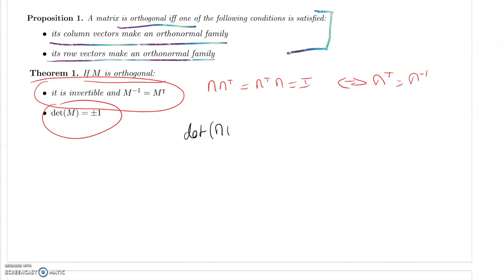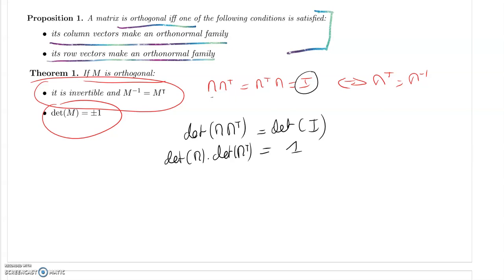So let's see the determinant of a product of matrices. M times M transpose, we know that it's going to be the same thing as the determinant of I, because the two matrices are the same. The determinant of I, of course, is 1, and the determinant of a product of matrices is going to be the product of the determinants. But you also know that the determinant of the transpose is the same thing as the determinant of the matrix. So the determinant of M squared is equal to 1. So the determinant of M is equal to plus or minus 1. Okay, that seems very natural.